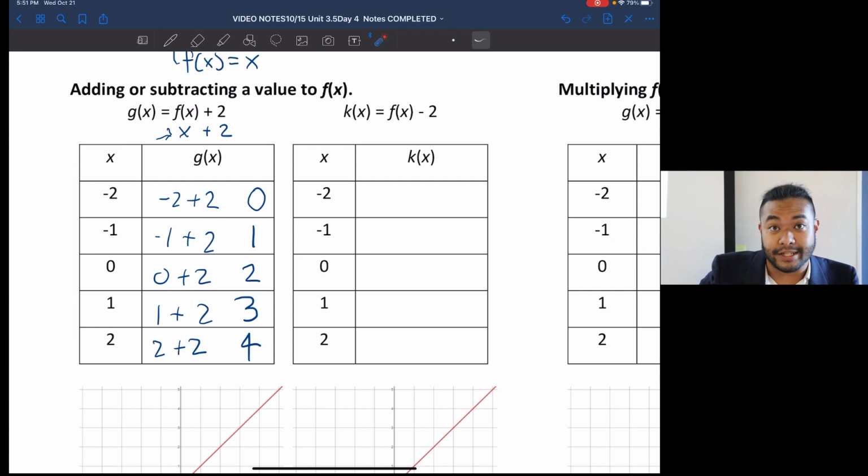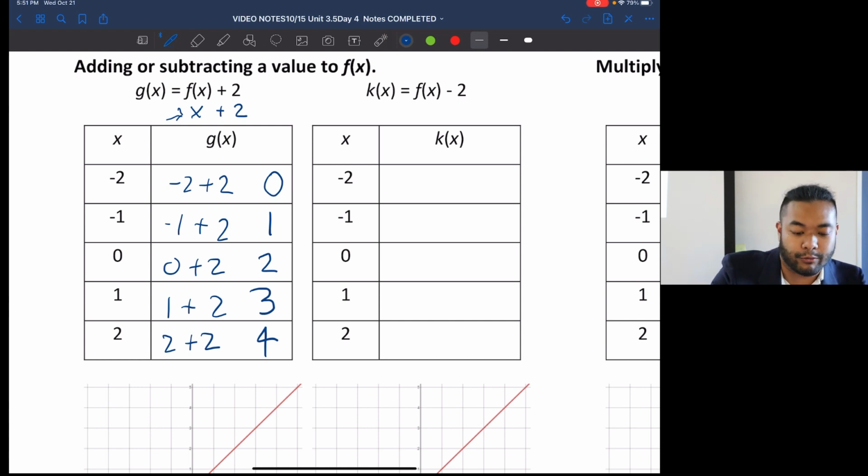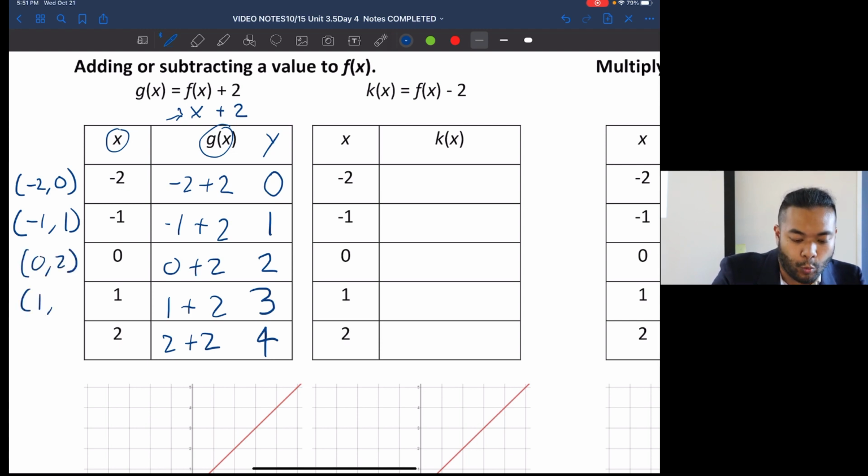I shifted it up 2, and now it's at 0. So I have the new y coordinates 0, 1, 2, 3, 4. And we know as a table, these are just coordinates, so I could rewrite these off to the side. If x is negative 2 and g of x, which we can think of as our y, is 0, then the coordinates are negative 2, 0, negative 1, 1, 0, 2, 1, 3, and 2, 4.